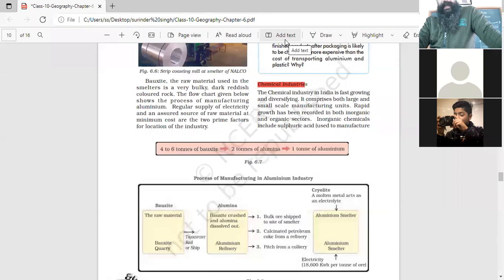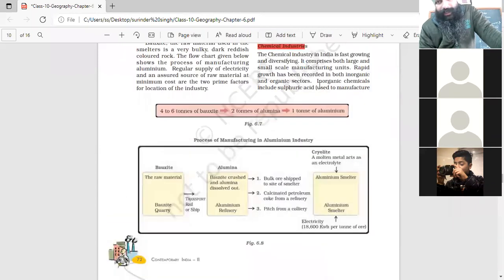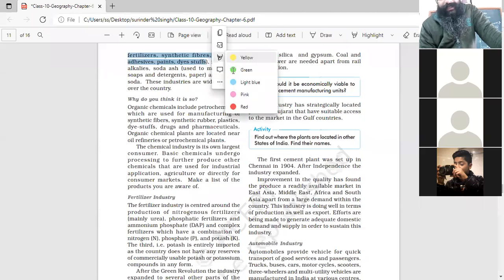It is under both large scale and small scale, as well as under public and private sector agencies. Rapid growth has been recorded in both inorganic and organic chemical industries. Heavy inorganic chemicals include sulfuric acid, which is required for manufacturing fertilizers, synthetic fibers, plastics, adhesives, paints, etc.